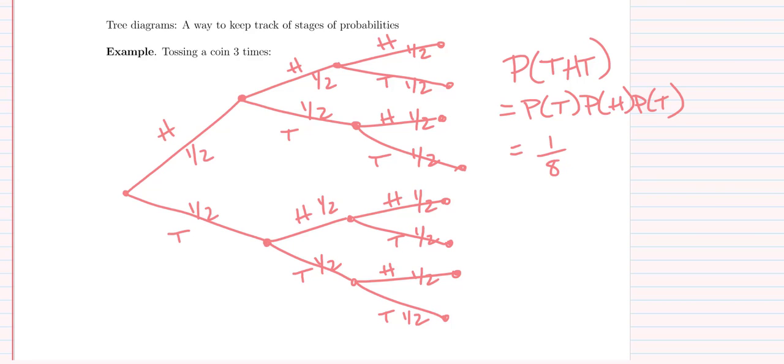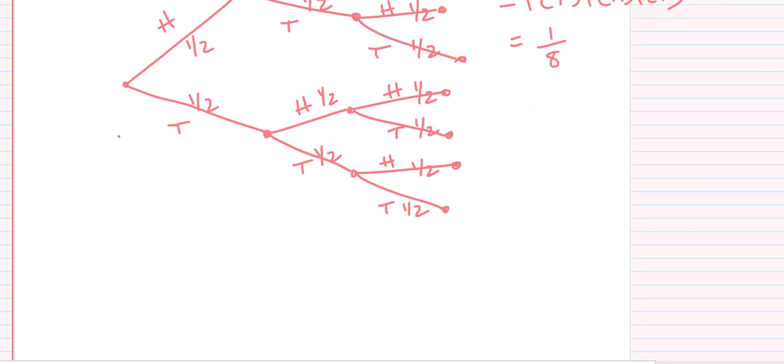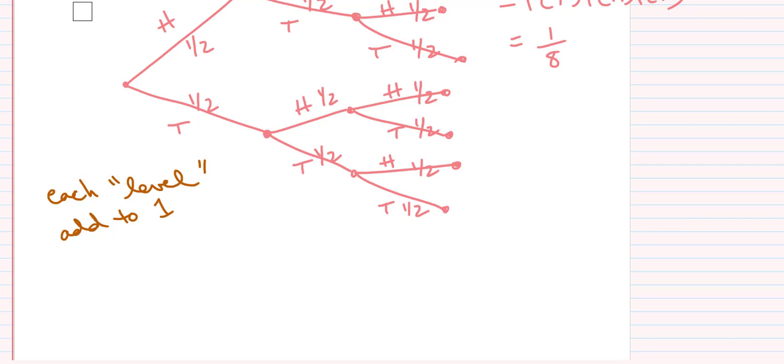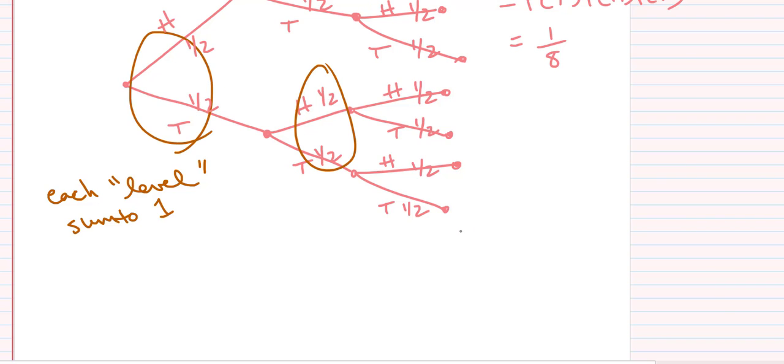So several things to note again is that each, I guess I'll call it level, adds to 1, or sum, sorry, sum is probably a better word, sum to 1, and that's all the branches, okay, so for example this, for example that, etc.